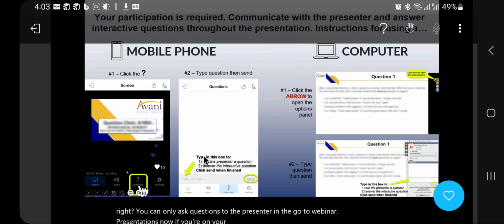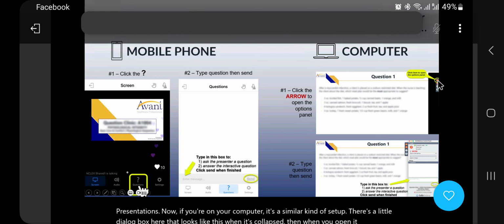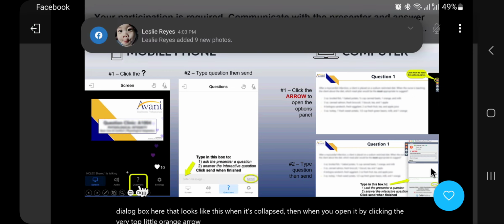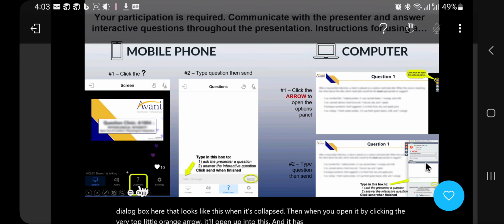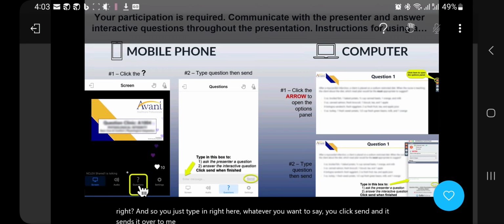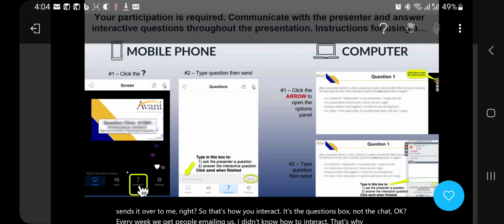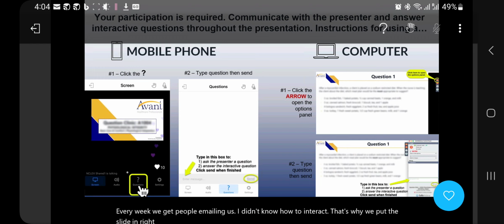Now, if you're on your computer, it's a similar kind of setup. There's a little dialog box here that looks like this when it's collapsed. Then when you open it by clicking the very top little orange arrow, it'll open up into this, and it has basically this little box right here. You just type in right here whatever you want to say, you click send, and it sends it over to me. So that's how you interact. It's the questions box, not the chat, okay? Every week we get people emailing us, saying they didn't know how to interact. That's why we put this slide in. So hopefully everybody that's logged in now knows how to interact with us. So let's move forward.